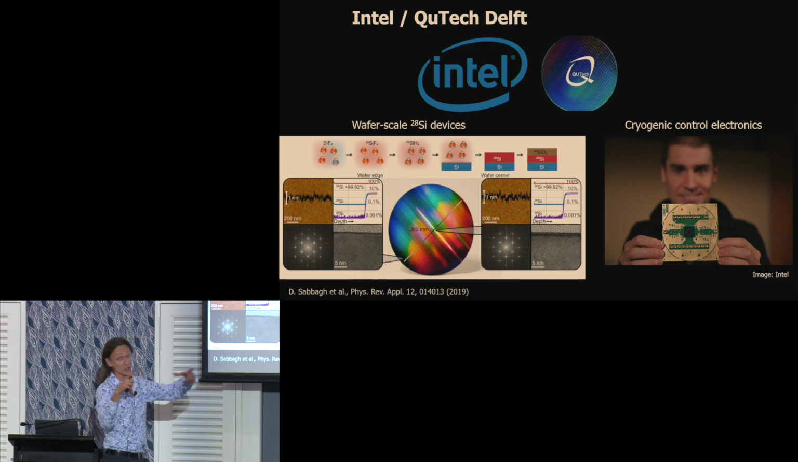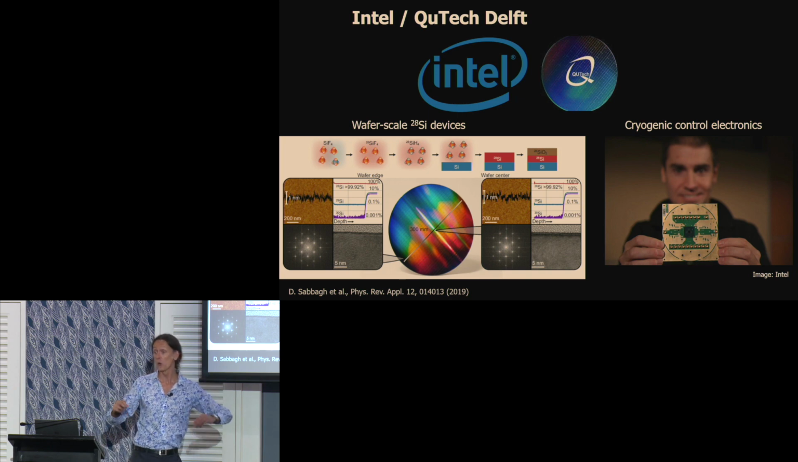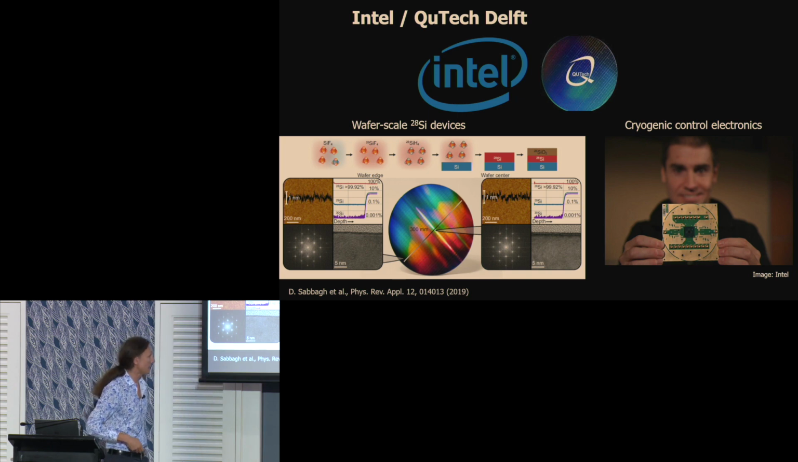They provide essentially 300 millimeter wafers with isotopically enriched silicon and all the technology that an Intel foundry is able to provide to you. And they're also working on cryogenic control electronics. So they have an apparently large effort in, again, going back to David's talk, what does it take to put the electronics down in the fridge? Intel is starting to work on that.